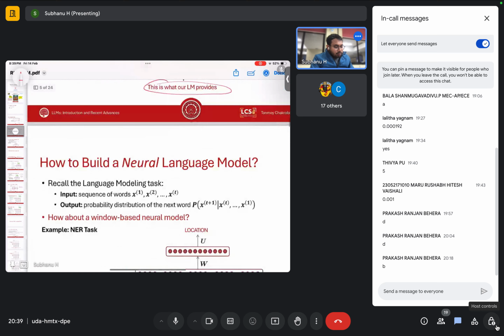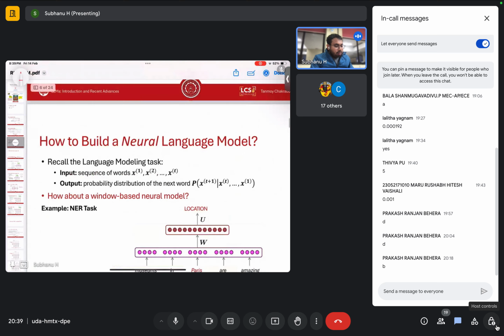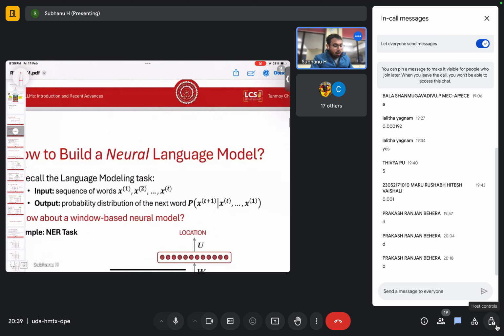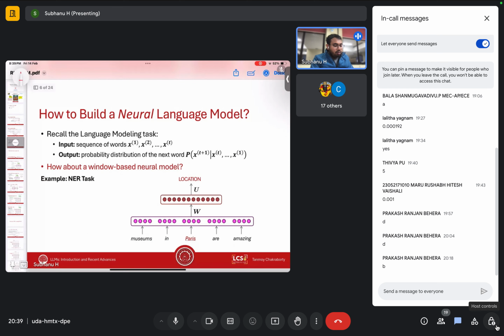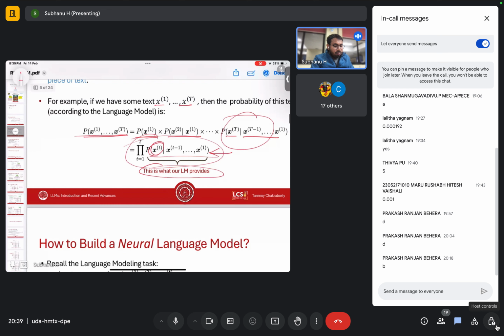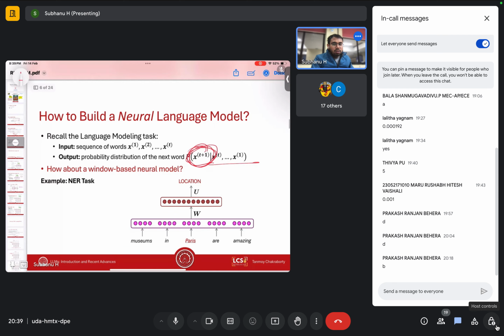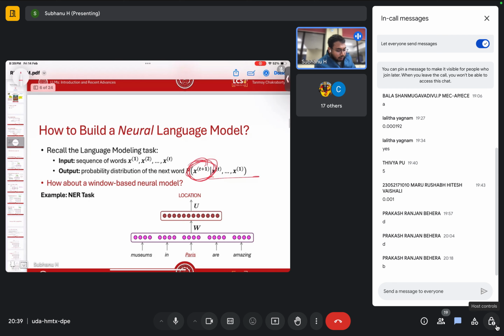Now, this is a statistical language model, but how do we build a neural network to find the probability of xt plus 1? The problem setting is the same: you have to find xt plus 1 given all the other words. We can do two things. Suppose we are doing named entity recognition, which is a task in NLP.